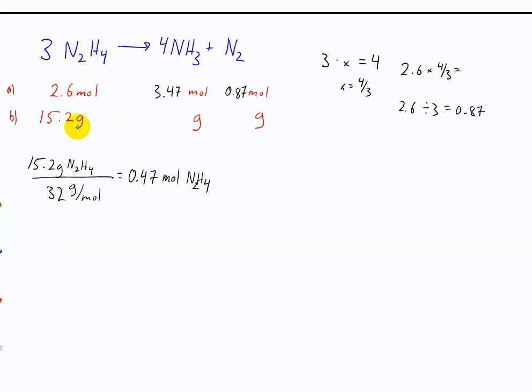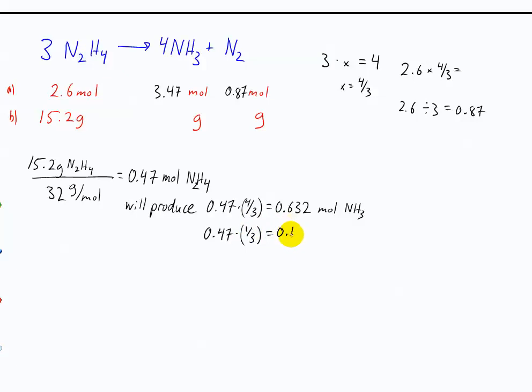So if you got 0.47 moles of this, that will produce 0.47 times 4 over 3, which is what? This many moles of ammonia, and then 0.47 times 1/3, which is what? This many moles of nitrogen. Okay. So we used the mole ratio once we got moles of hydrazine to figure out how many moles of ammonia and nitrogen we need.